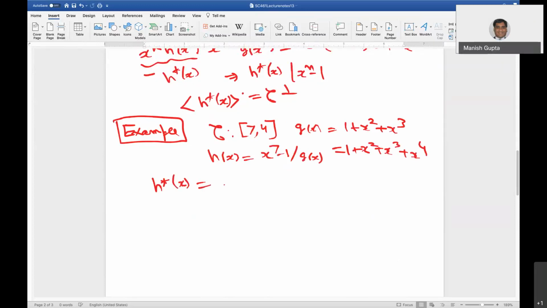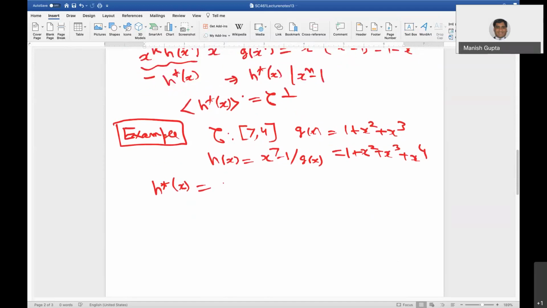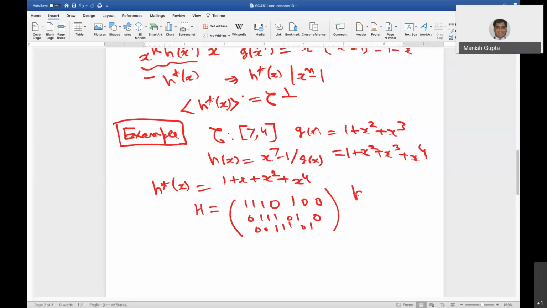The reciprocal polynomial is x raised to power k times h of x inverse. So we arrive at 1 plus x square plus x raised to power 4. So H will be 1 1 1 0 1 0 0, 0 1 1 1 0 1 0, and 0 0 1 1 1 0 1, which is the parity check matrix of C.